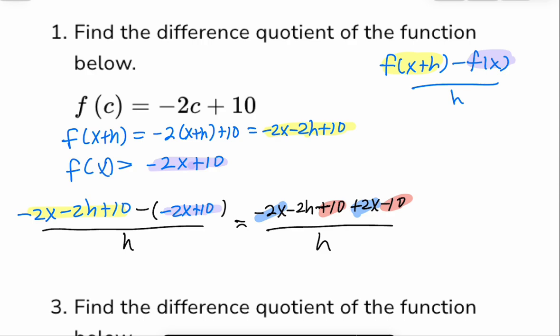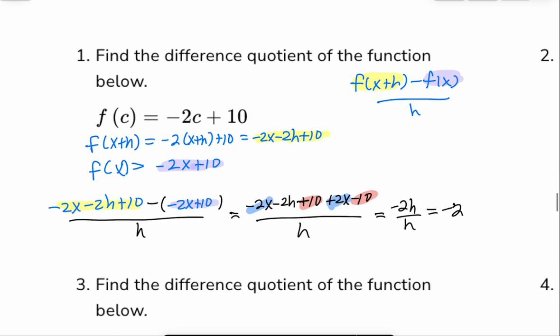That's the way to check your algebra. The thing that remains should contain an h. So we get negative 2h, which is divisible by h, and dividing it off, our answer is negative 2. Yay, that's the difference quotient. The h will always cancel. If it doesn't, you did something wrong in your algebra, okay? Okay. Any questions about the first one?